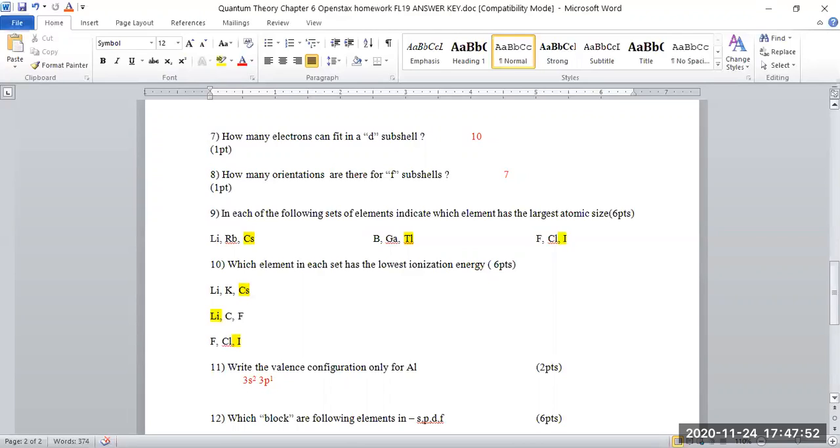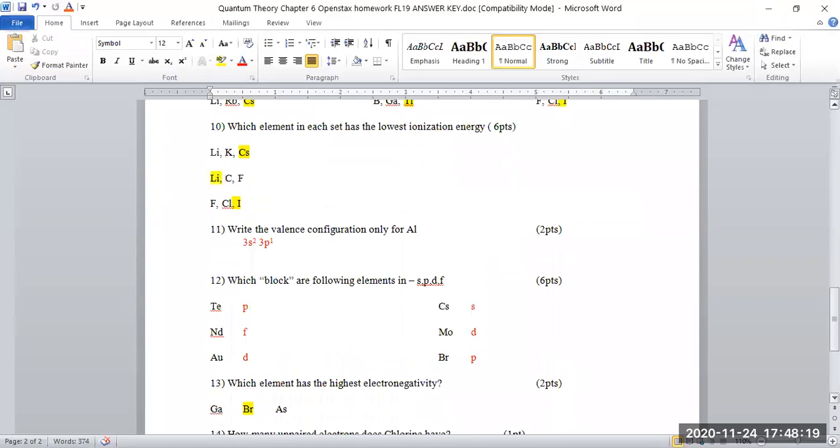Lithium is all the way on the left-hand edge of the table. Therefore, it has the lowest ionization energy. And back to halogens again, iodine might be biggest, but it also has the lowest ionization energy because iodine is much closer to the bottom of the periodic table.